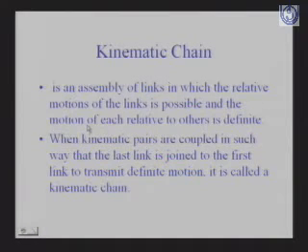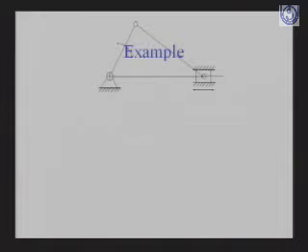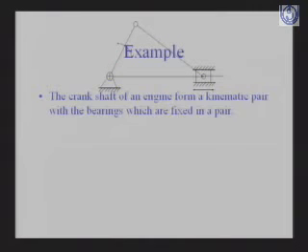Now comes the kinematic chain. It is an assembly of linkages, or you can say that when the kinematic pairs are coupled, they form the kinematic chain. When one link is connected with another, and another one is the next link, and the last link is connected with the first link, then the kinematic chain is formed. Now we take the example of the different types of pair which we have discussed recently. This is a slider crank mechanism.